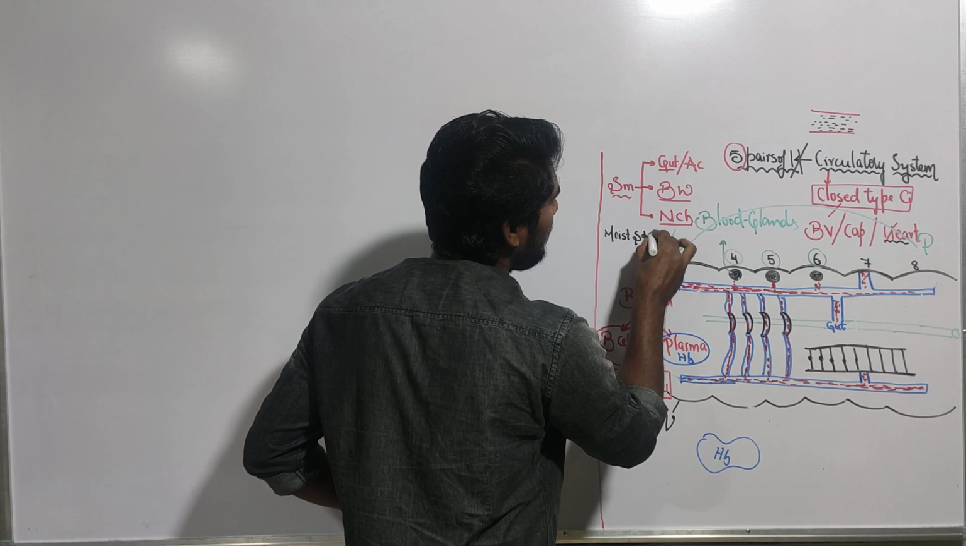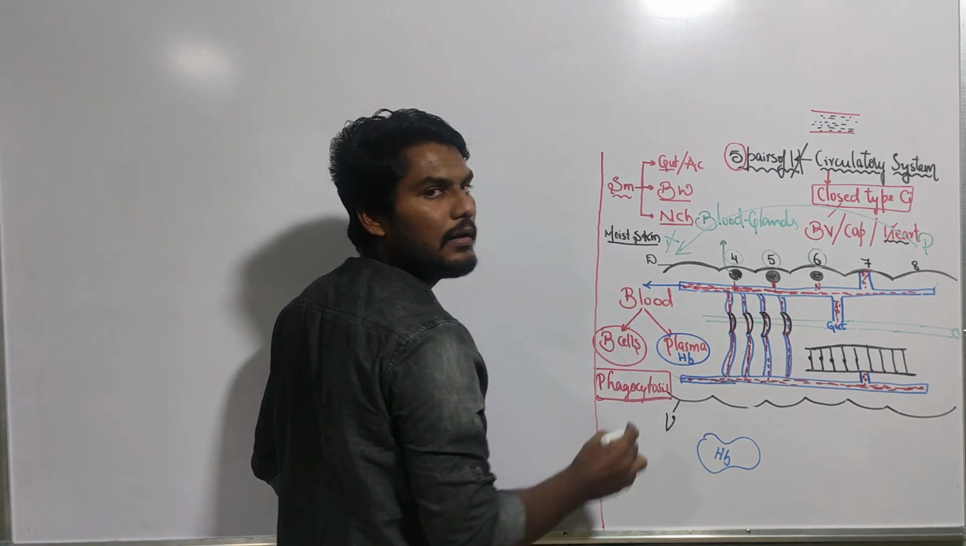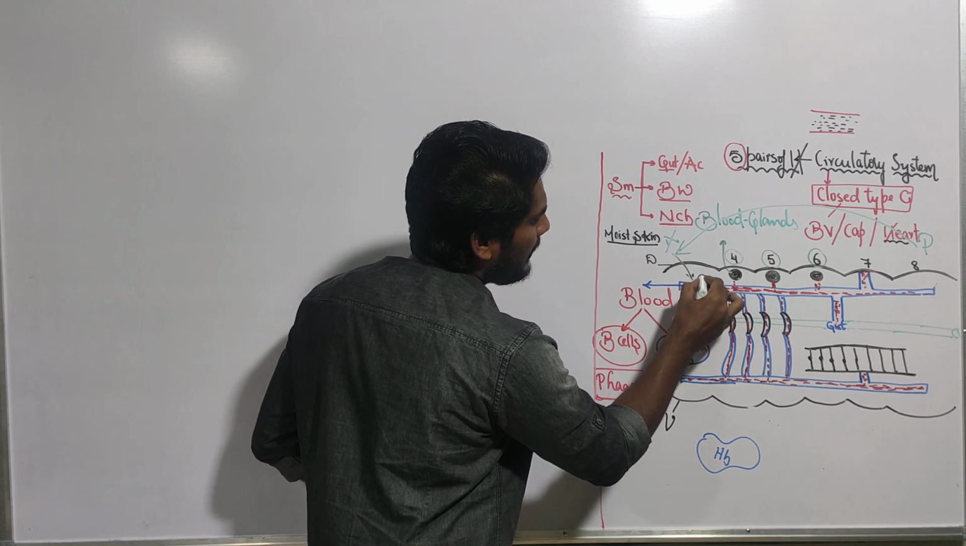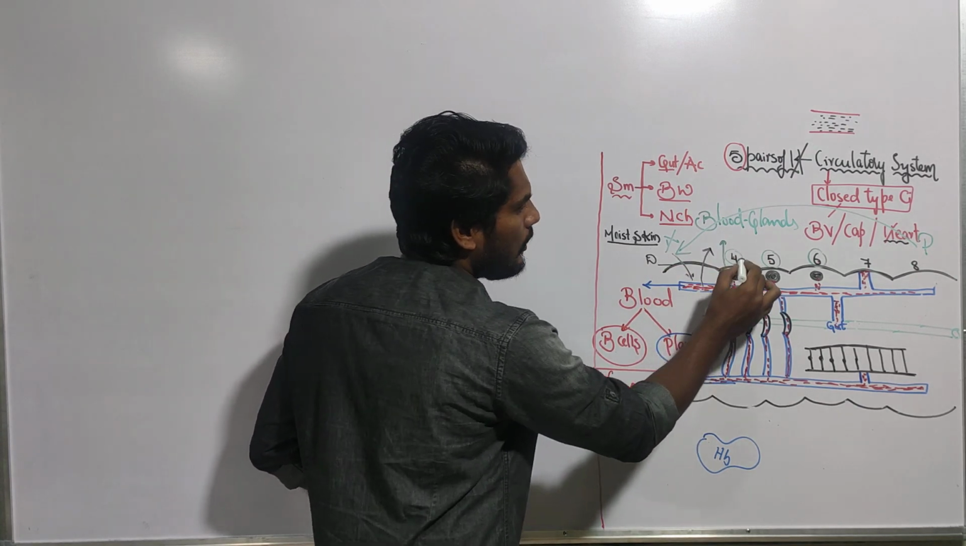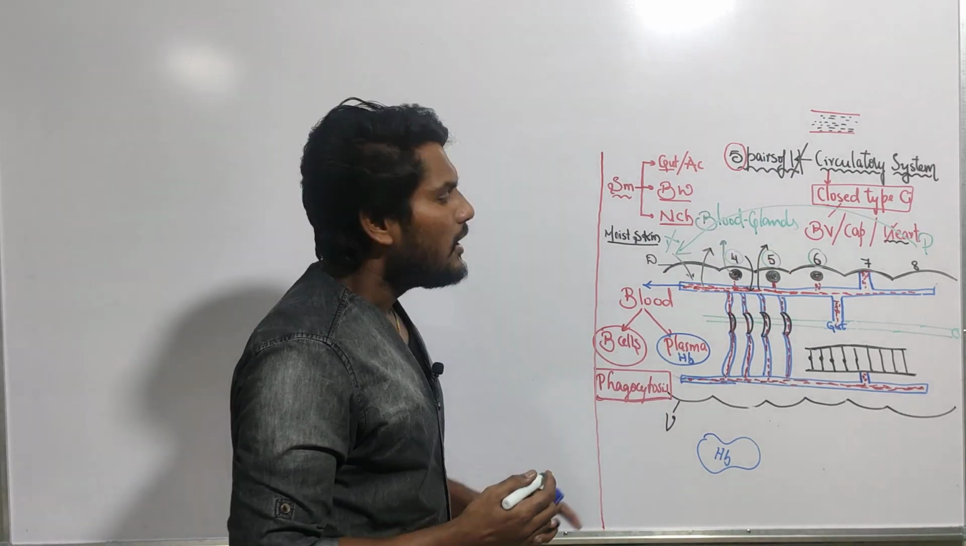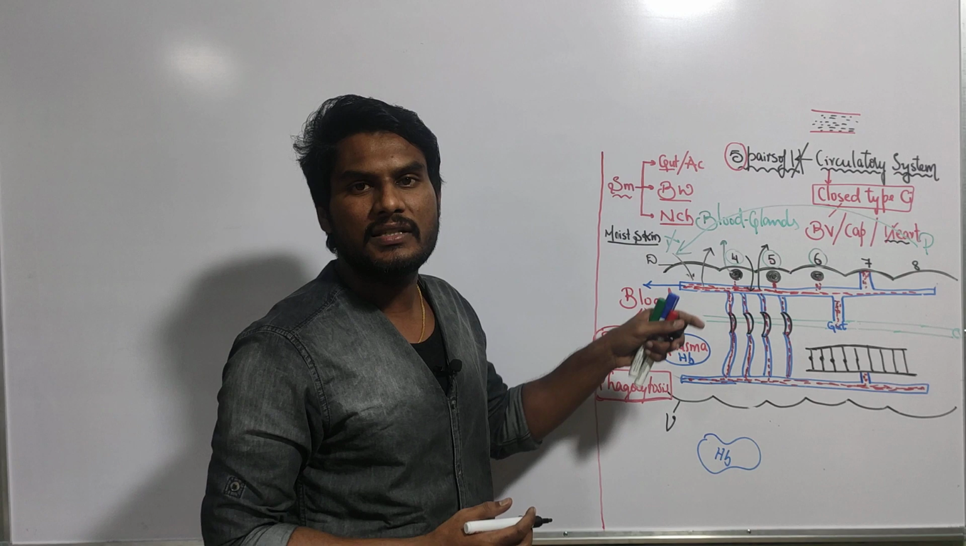Earthworm is respiring with the moist skin. So directly the oxygen is released into the blood and carbon dioxide is released outside. So oxygen is directly taken into the blood and moving out. Carbon dioxide is moving out. So it is taking the gases through the moist skin.